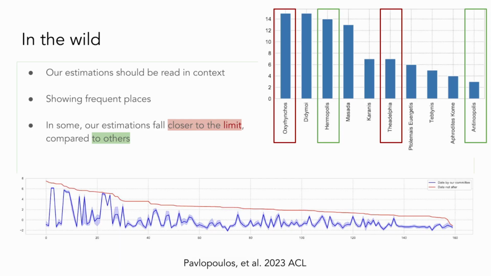The estimated date from our regressors committee, however, should be read along with other information. And this is kept in the shared corpus, such as the place settlement. The figure on top right shows the frequent places, and we observe that in some places, the estimated dates fall closer to the upper limit compared to others. So apparently there is some explanation that we could focus more. We didn't in that study, but there is plenty of room for improvement.